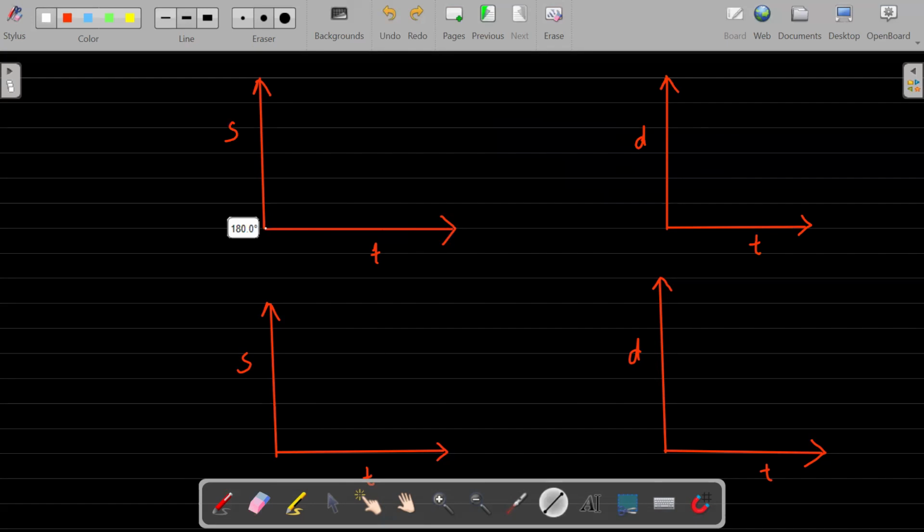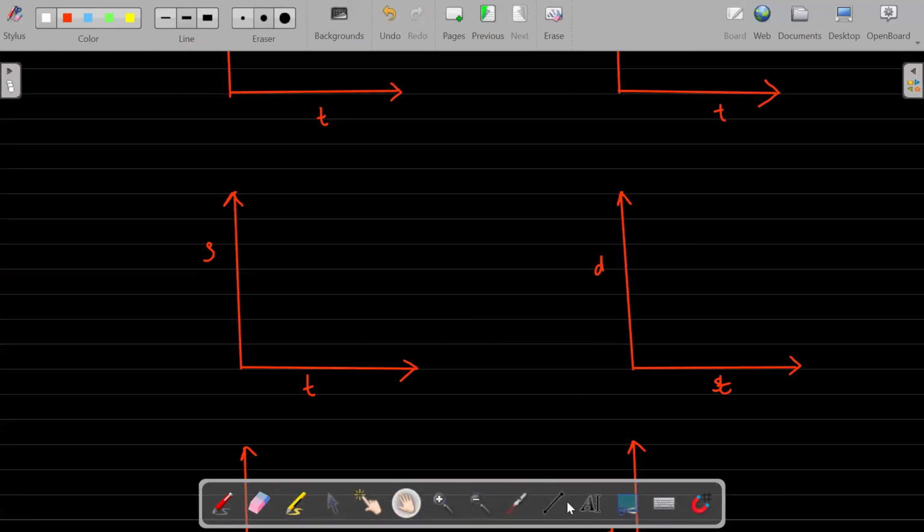If your speed time graph is at an exact horizontal line, then your distance time graph will also be a horizontal line, but above the ground level. Okay. Now, if your speed time graph is a horizontal line above the ground, a straight line. Clear? Yes, miss.